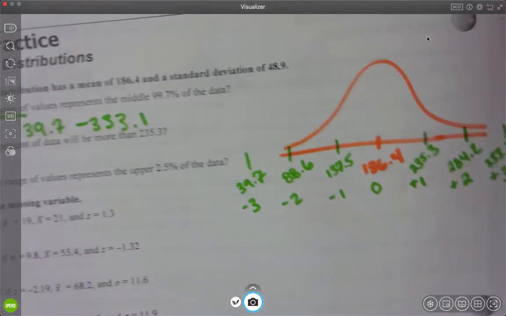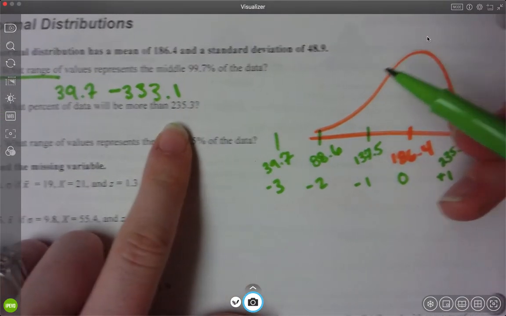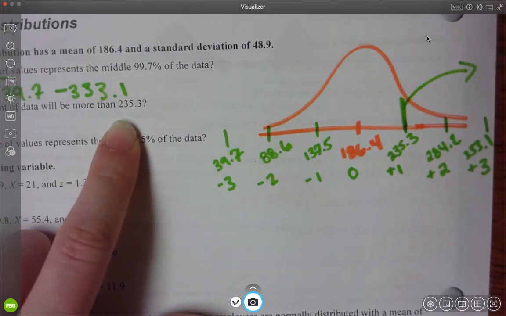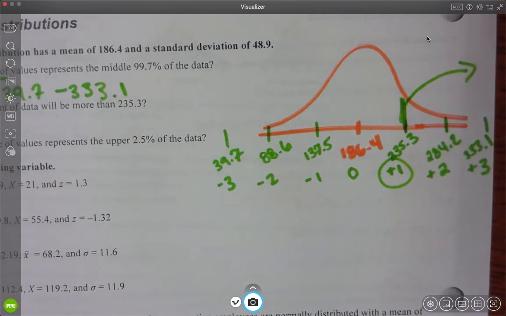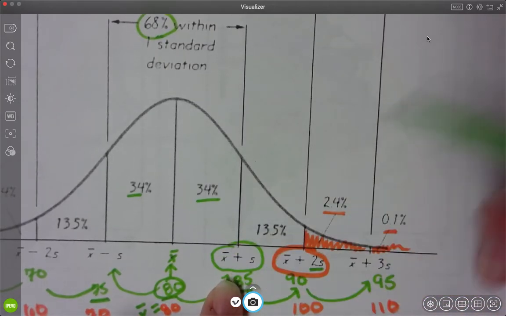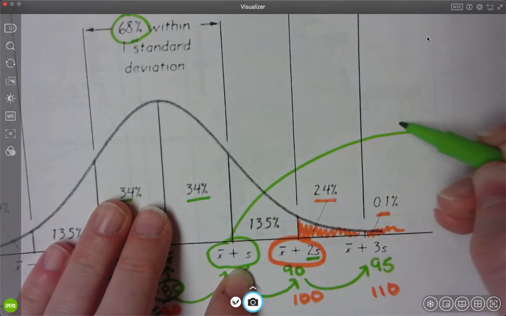333.1. That's going to be my data set. What percent of data will be more than 235.3? 235.3 is this guy and beyond. And this guy is at the +1. So 235.3 is at the +1, which is this guy right here. So we have to figure out what percentage is above that from here on out.